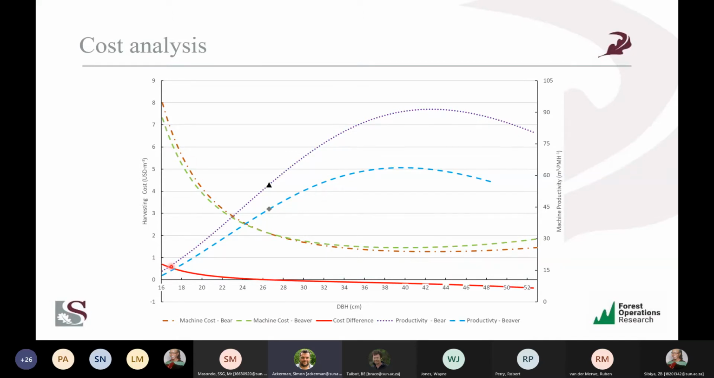Comparing these two and looking at the cost difference, the red line, you can see that the Beaver is cheaper to run until a particular point, about 26.5 DBH. From there on, the Beaver becomes more expensive to run. Yeah, so there you have it. There's also a range, from about 25 to about 28, where the net cost difference between the 2 machines is basically 0. So there's a range where the size of the tree doesn't really make a difference, and they basically operate equally.